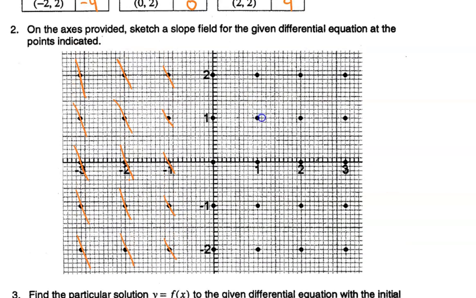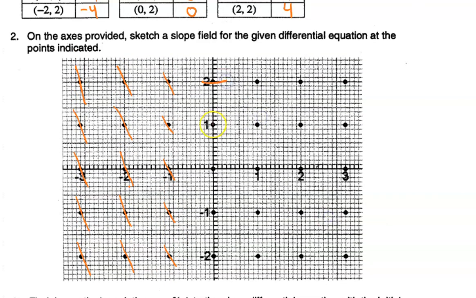Okay, here we have a slope of 0 at all of these points. So little horizontal segments. Slope of +2, slope of positive 4. You can see I'm not really being super careful about this. And then a slope of positive 6.